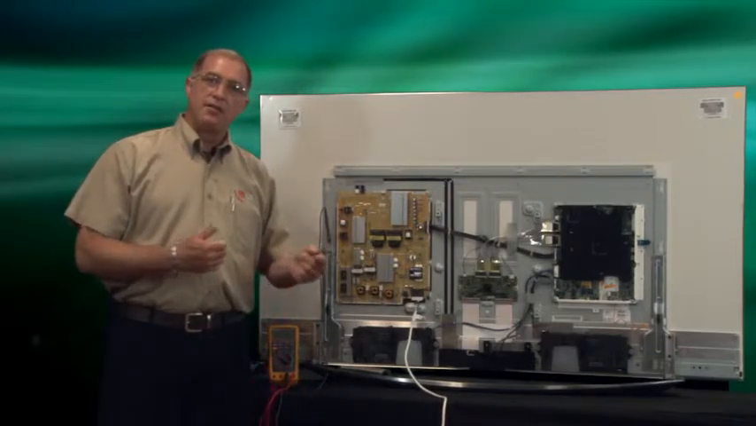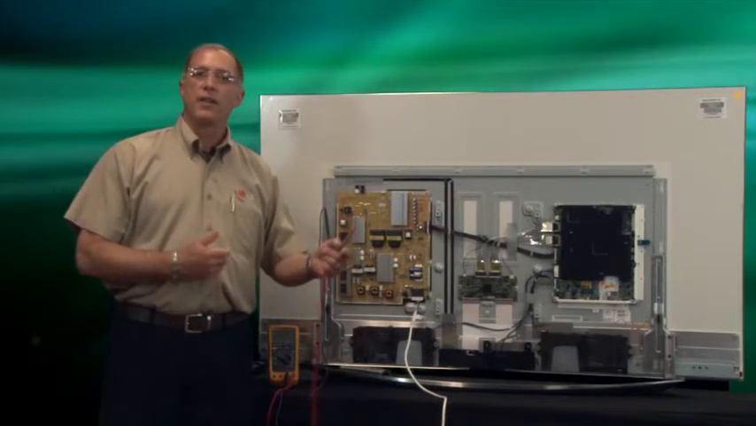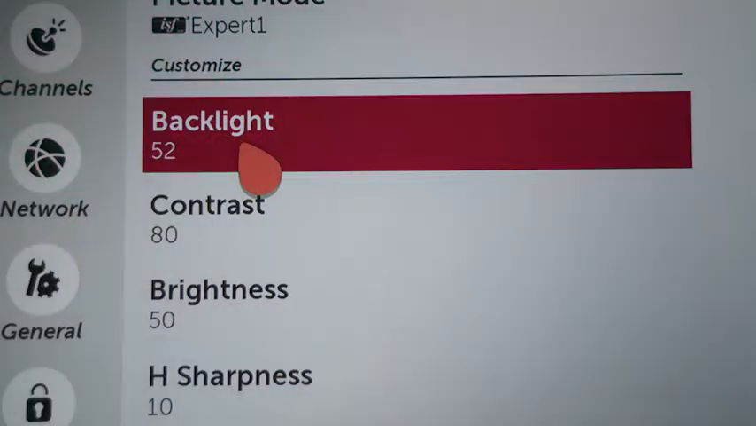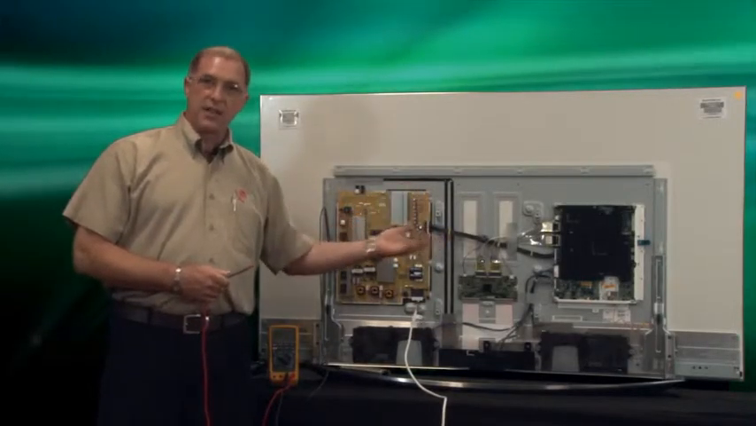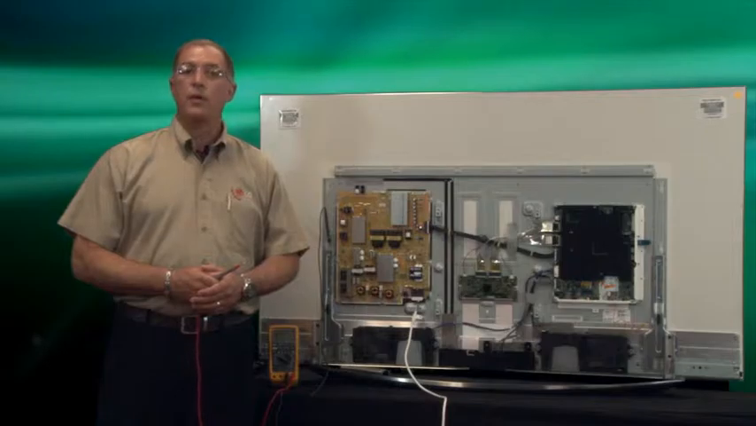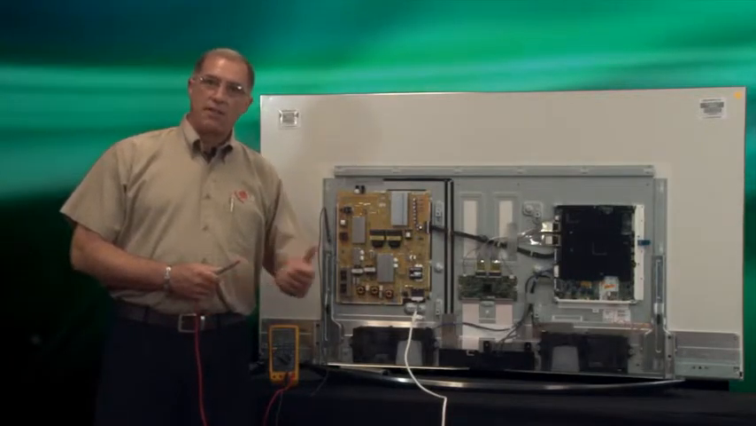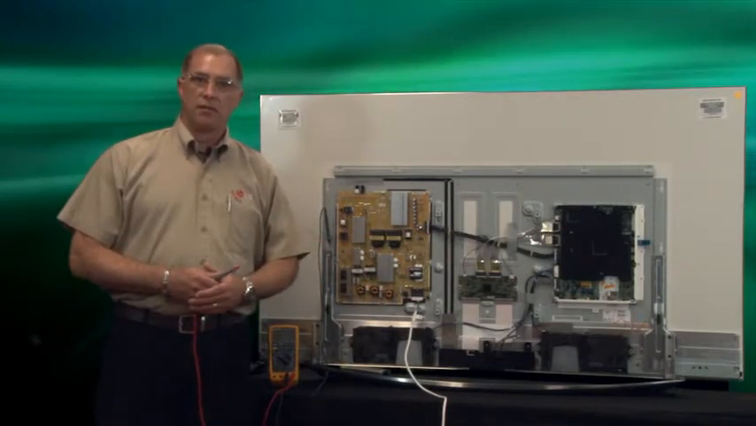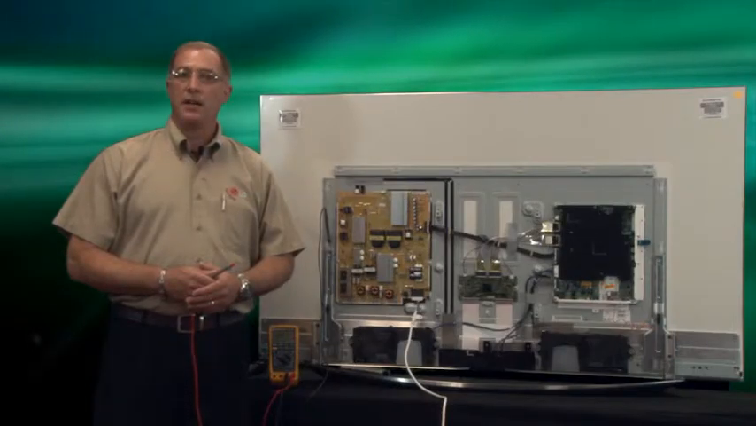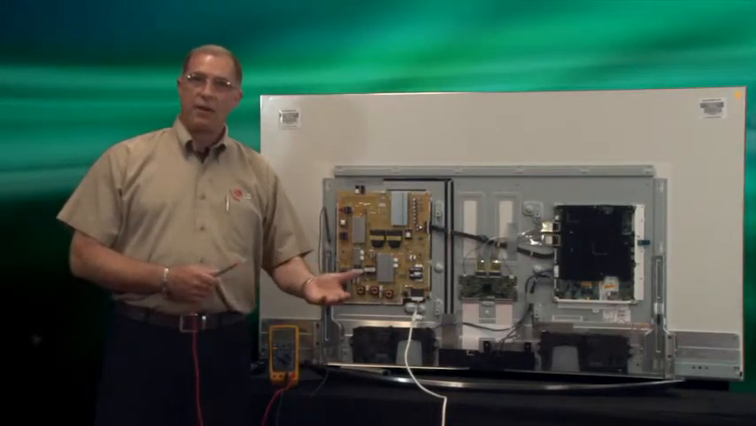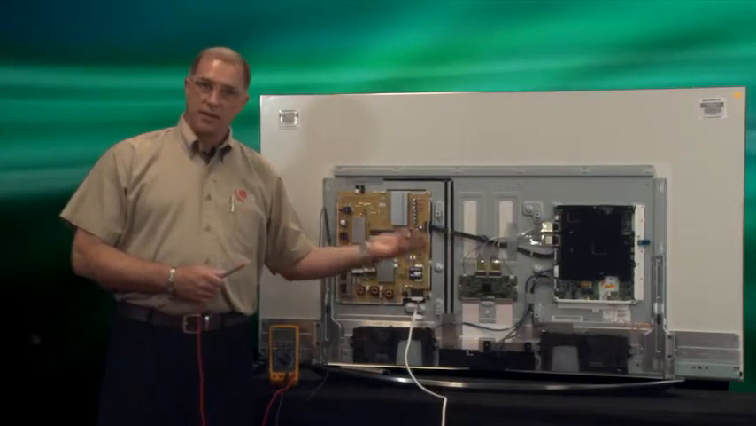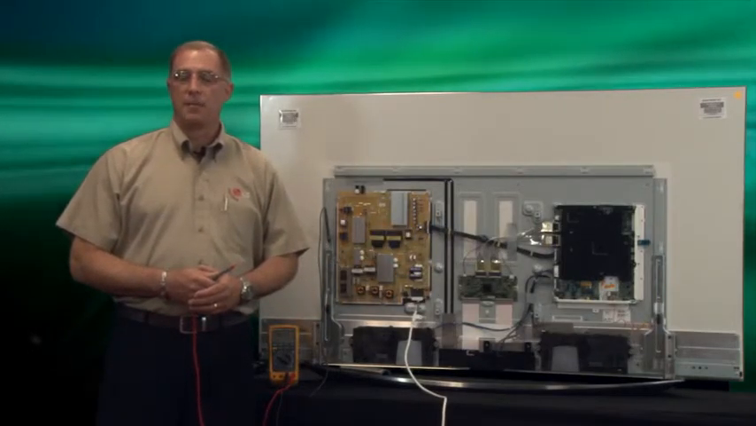That variation in voltage is because of where the customer may have the backlight set in the customer's menu. If it's set to 0, it's going to be at its lowest voltage level, just over 0.1 volt. If they're set to 100%, then it'll be roughly 3.5 volts. So that voltage variation is going to be there, but you're looking for voltage presence. If that voltage is extremely low, then check the customer's menu and see if they've got the backlights turned down to 0.